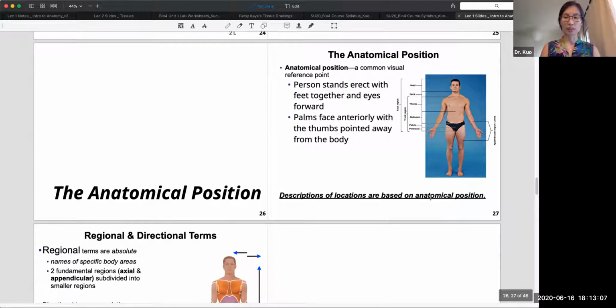Directional terms are relative terms that are used to describe the location of one structure relative to another.